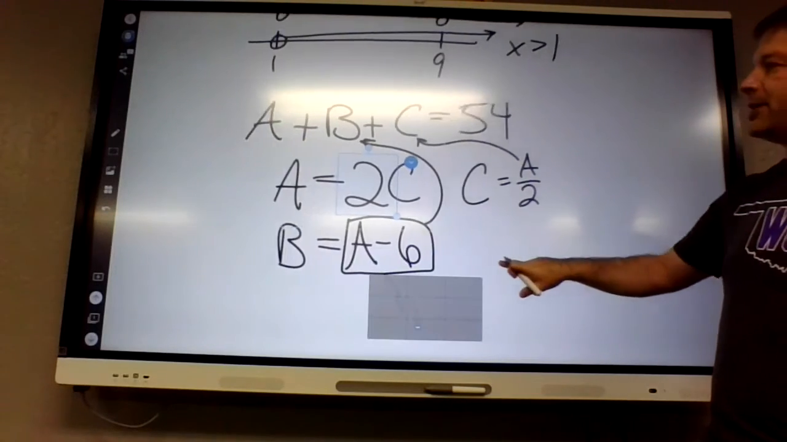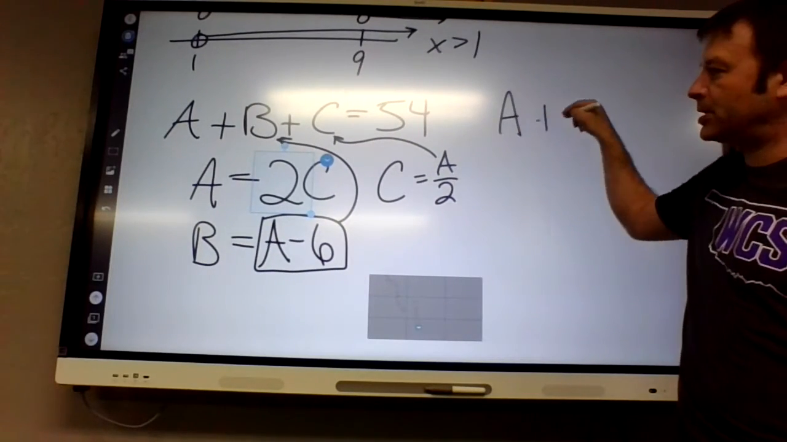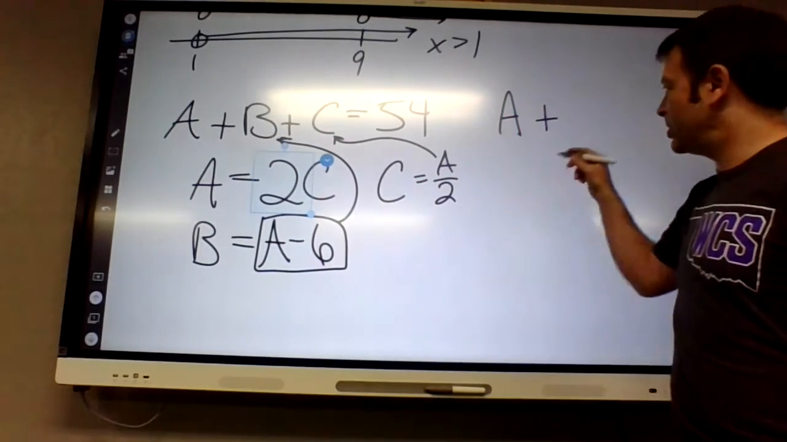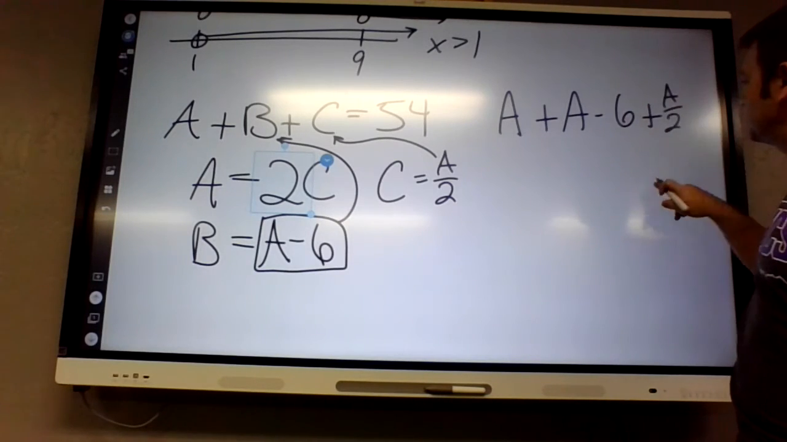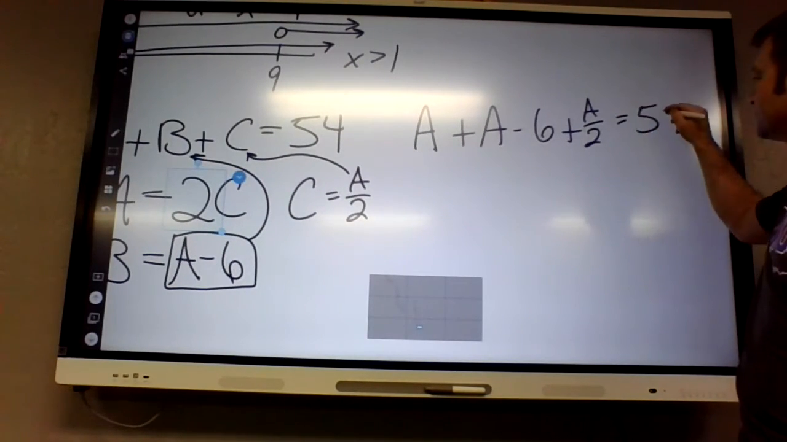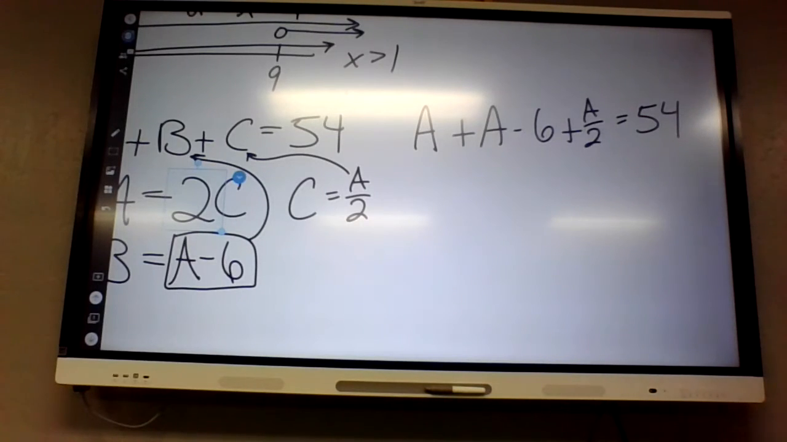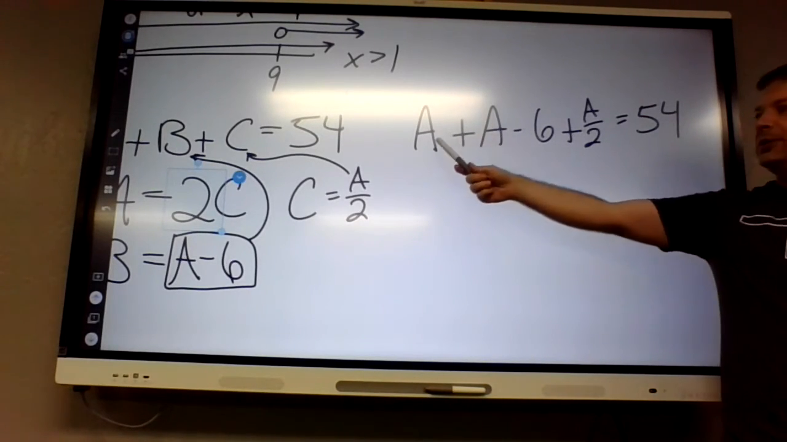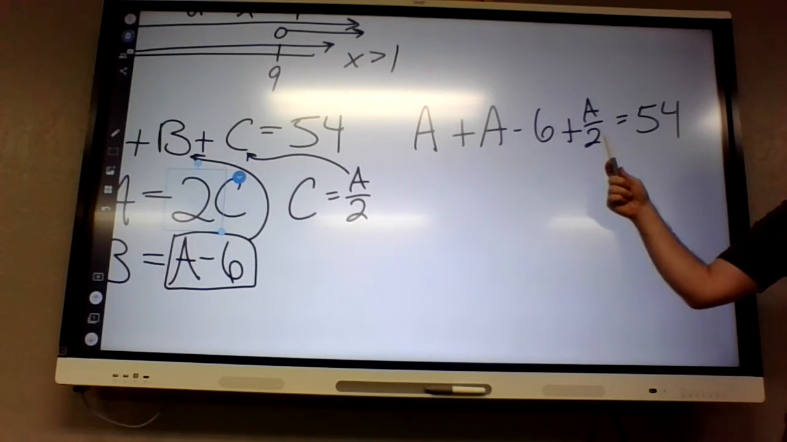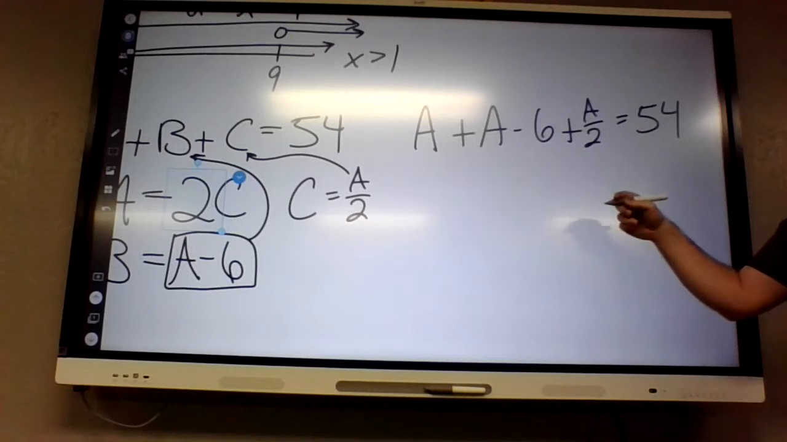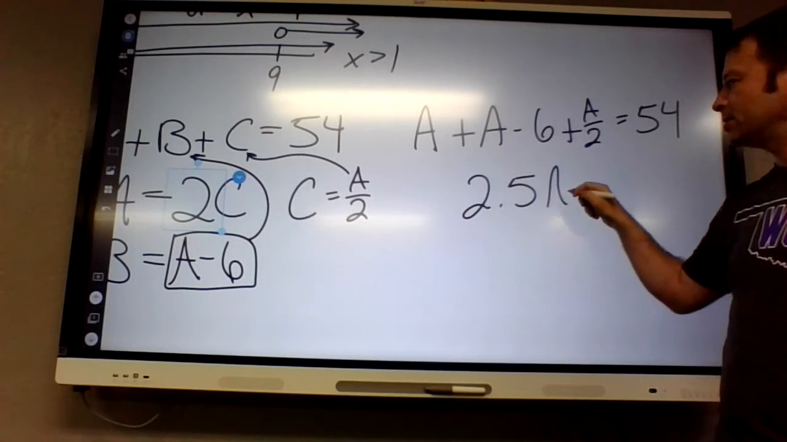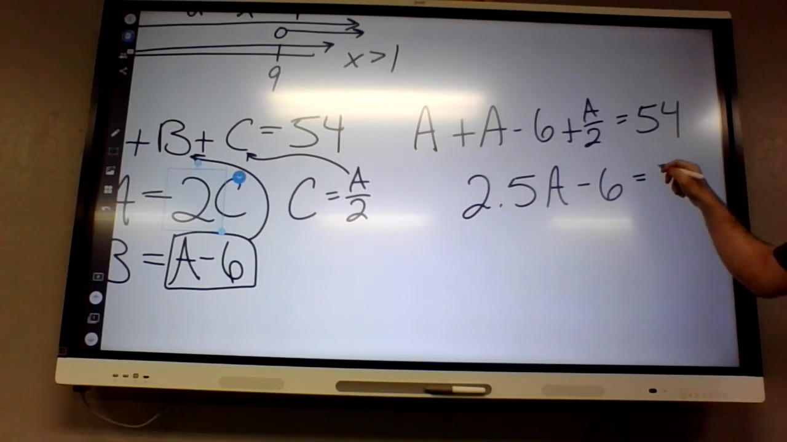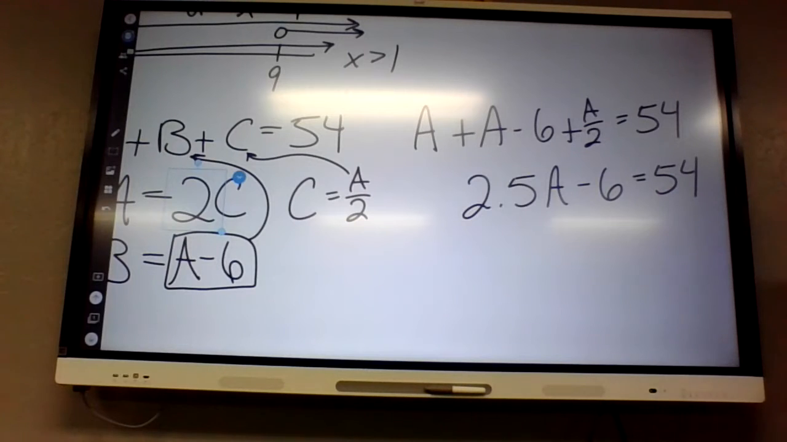You guys get it? So this top equation would be A plus, turn it into A minus 6 plus A divided by 2. Or you could think of it as 1/2 A. Well, what is A plus A plus 1/2 A? 2.5 A. Or maybe just to make it easier for ourselves, we'll call it 2.5 A. And now we've got a pretty basic equation, don't we?